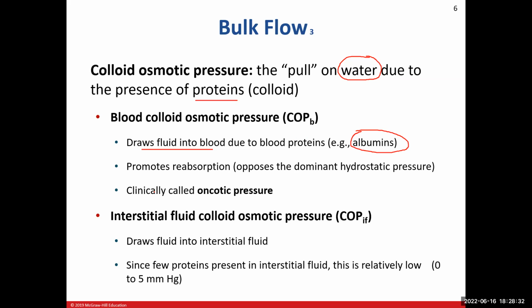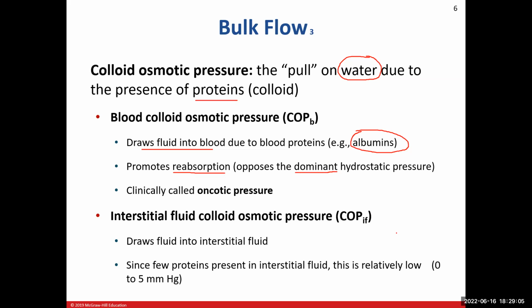So our blood colloid osmotic pressure is going to promote resorption. All right, so think of it as going head to head with hydrostatic pressure. And we say that the hydrostatic pressure is dominant because the value of the hydrostatic pressure in your blood vessel is much higher than the blood colloid osmotic pressure inside of your blood vessel. All right, the next type of pressure is going to be the interstitial fluid colloid osmotic pressure. Say that real fast.